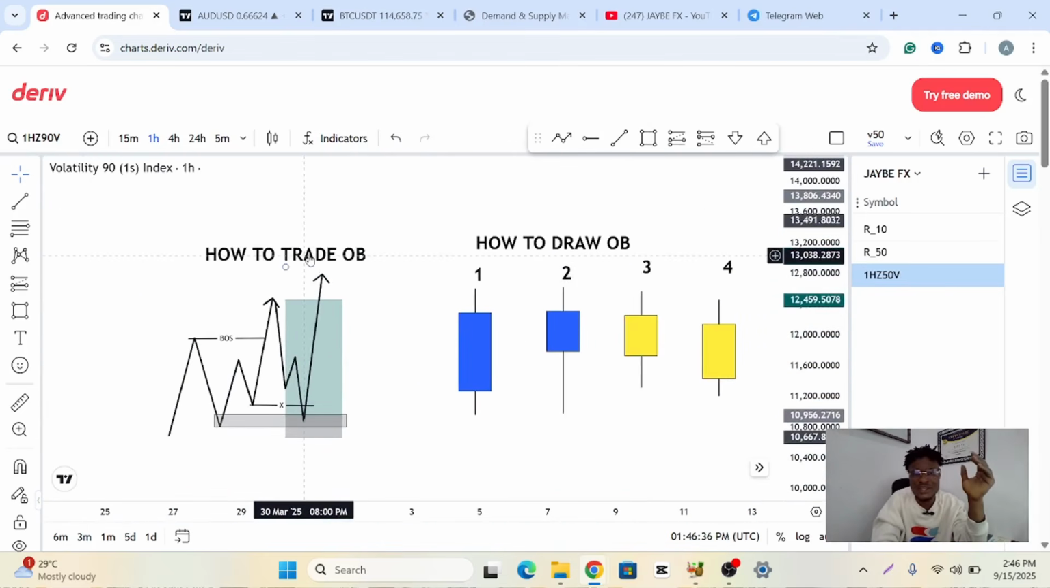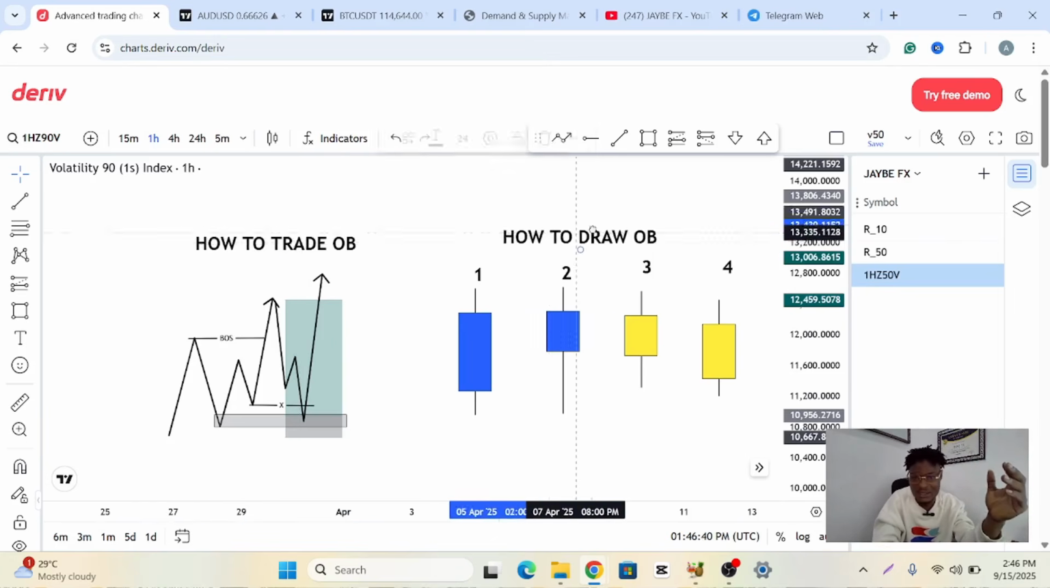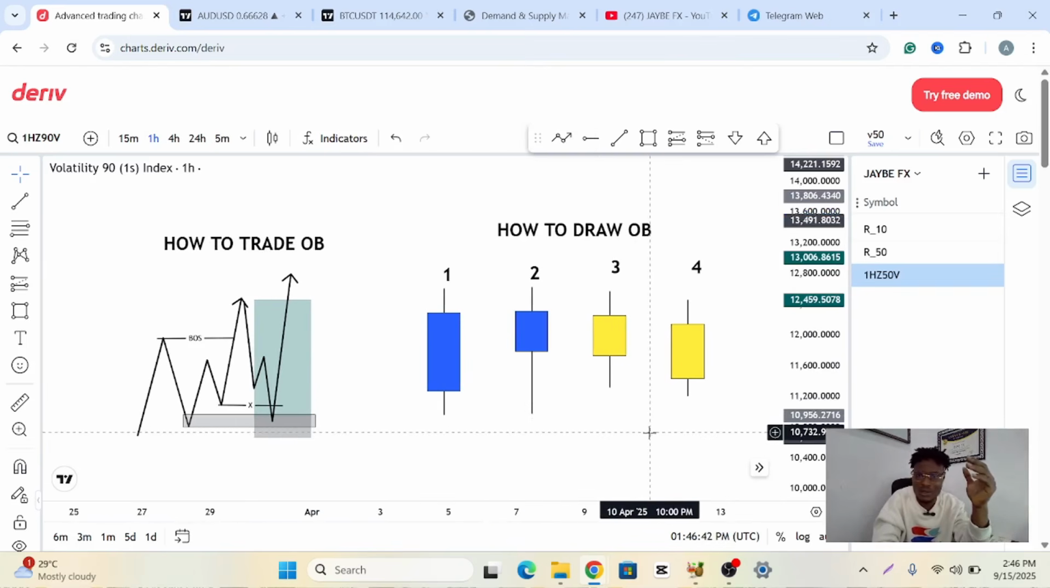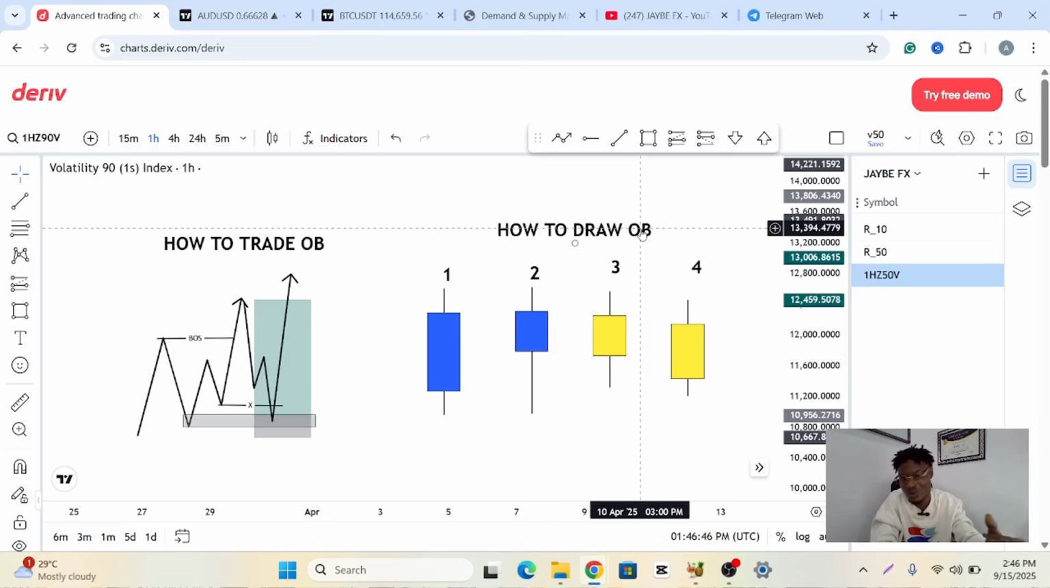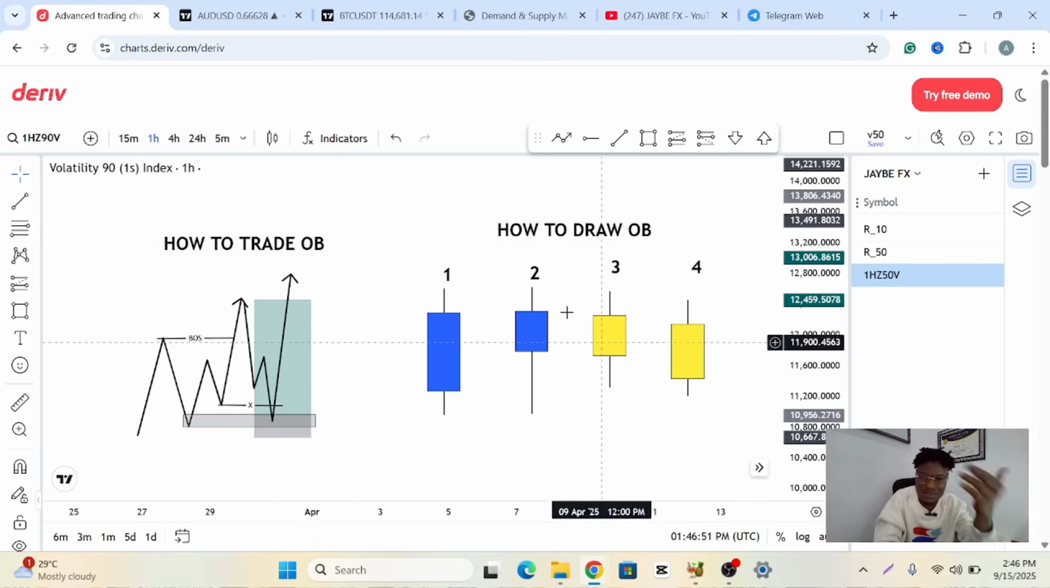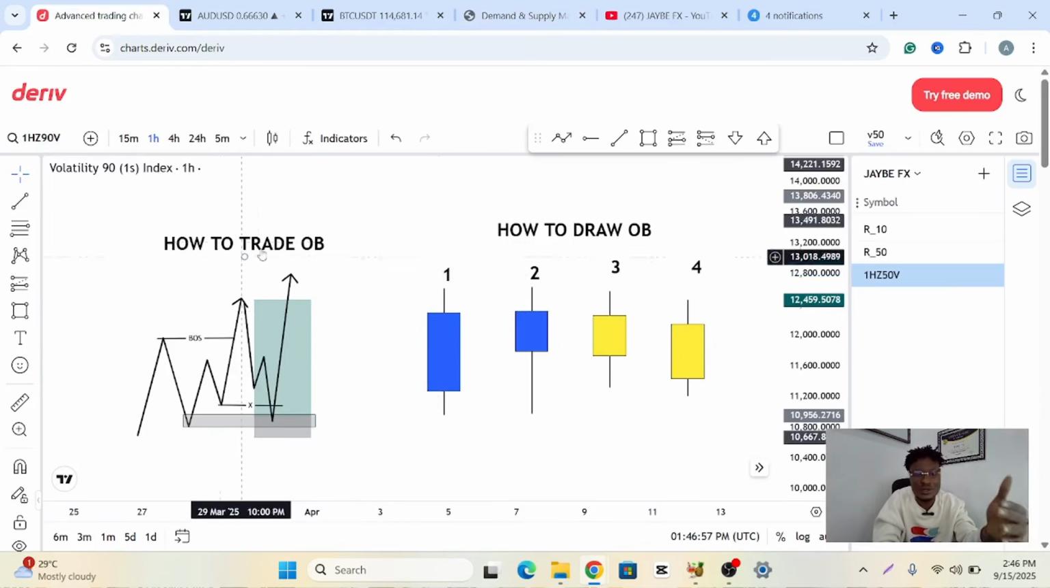So this is how I trade my demand and supply or my order block, the same thing. And this is how I draw them. So this is how I draw my supply and demand, or this is how I draw my order block. They are the same thing. Don't get confused with the language. And this is how I trade them. This is how I draw them. 4 different ways is also inside the book. And again, this is how I trade them.